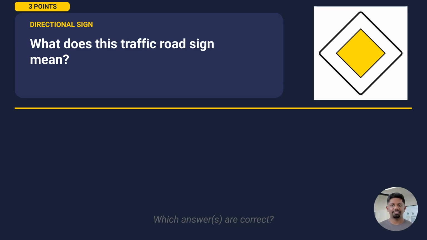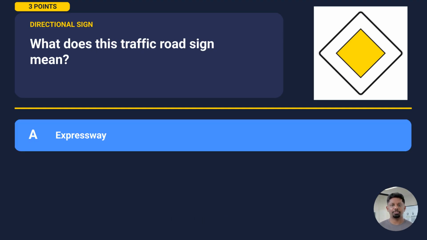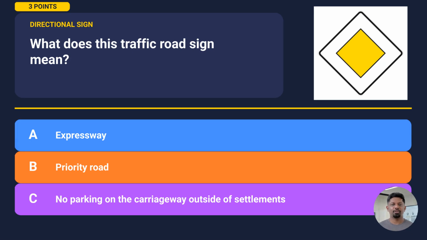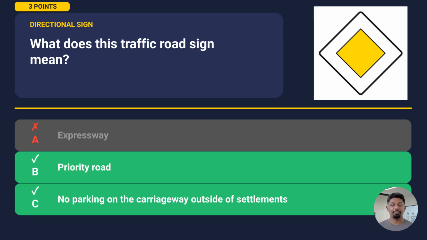Alright, next question. What does this traffic road sign mean? Take a moment to look at the options. Option A, expressway. Option B, priority road. Option C, no parking on the carriageway outside of settlements. If you need a moment, pause the video now. Ready? Let's reveal the answers. The correct answers are B and C.